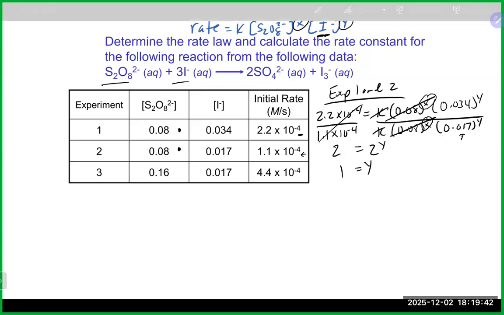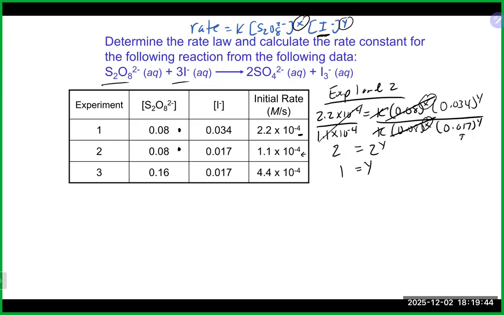We will then go back to our table and find 2 different entries. This time we're going to keep the I minus constant, and your only options look like experiments 2 and 3 to do that. That is the only place where it is constant. So taking a look at experiments 2 and 3.